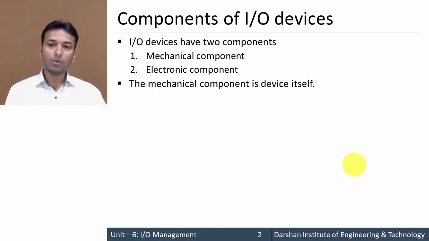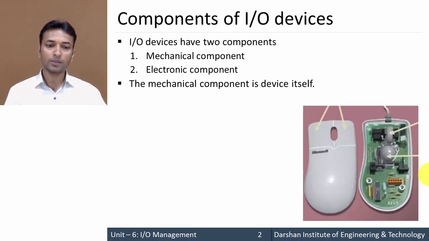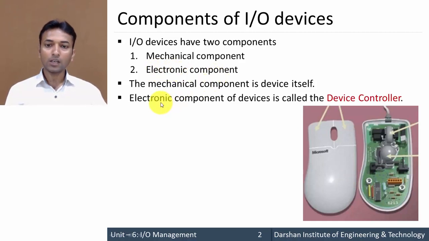If we consider mechanical component, then the device itself is nothing but a mechanical component. Let us take example of mouse. Suppose if we consider mouse, then this mouse itself is nothing but a mechanical component. Then second one is electronic component. The electronic component of a device is known as device controller, which will control your device itself.